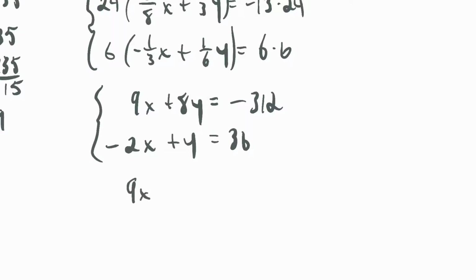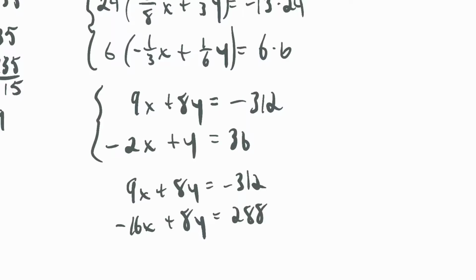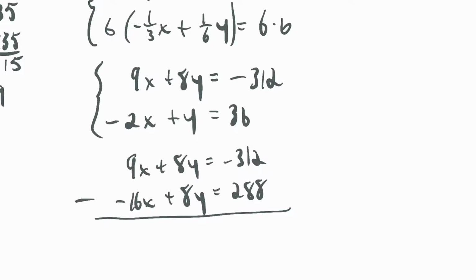So 9x plus 8y equals negative 312, negative 16x plus 8y equals 8 times 36, that is 288. Now you might say, well, didn't you say that we need to have the numbers match, but one's plus, one's minus? But we're going to subtract here, okay? So 9x minus 16x, that's going to be positive 25x. 8y minus 8y is 0. Negative 312 minus 288 is negative 600.